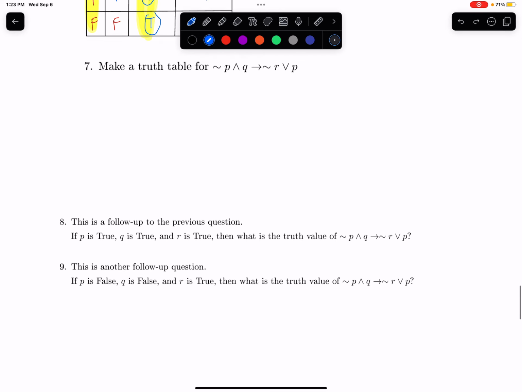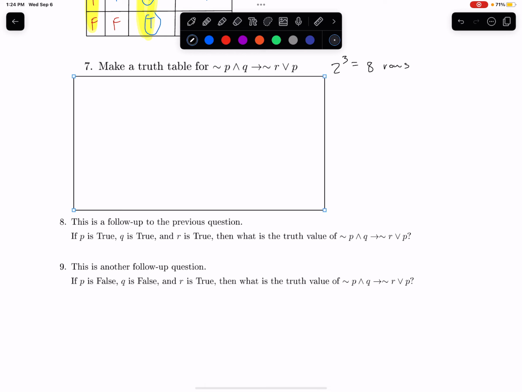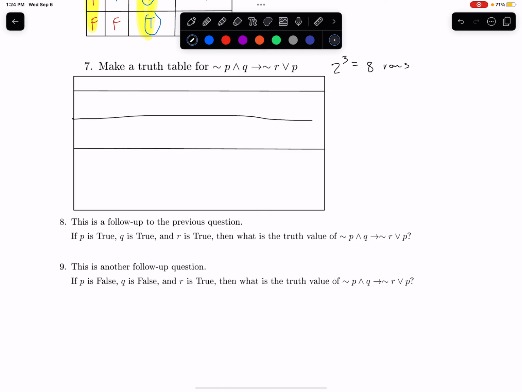Okay, number 7. Make a truth table for that guy. I have this time a P, a Q, and an R. That means I'm going to need 2 to the third, which is equal to 8 rows, not including the header. This time I accepted my rectangle. So here's my header, and then I'm going to split this into 8 roughly equal rows.